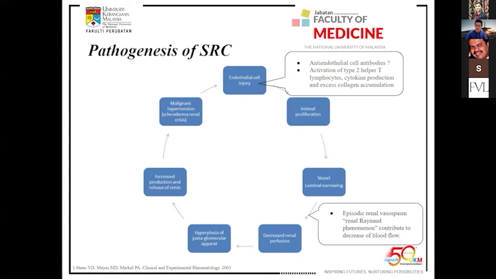And this is actually a vicious cycle. This malignant hypertension can cause further endothelial cell injury, and this cycle will go on and on until you get end-stage renal disease.